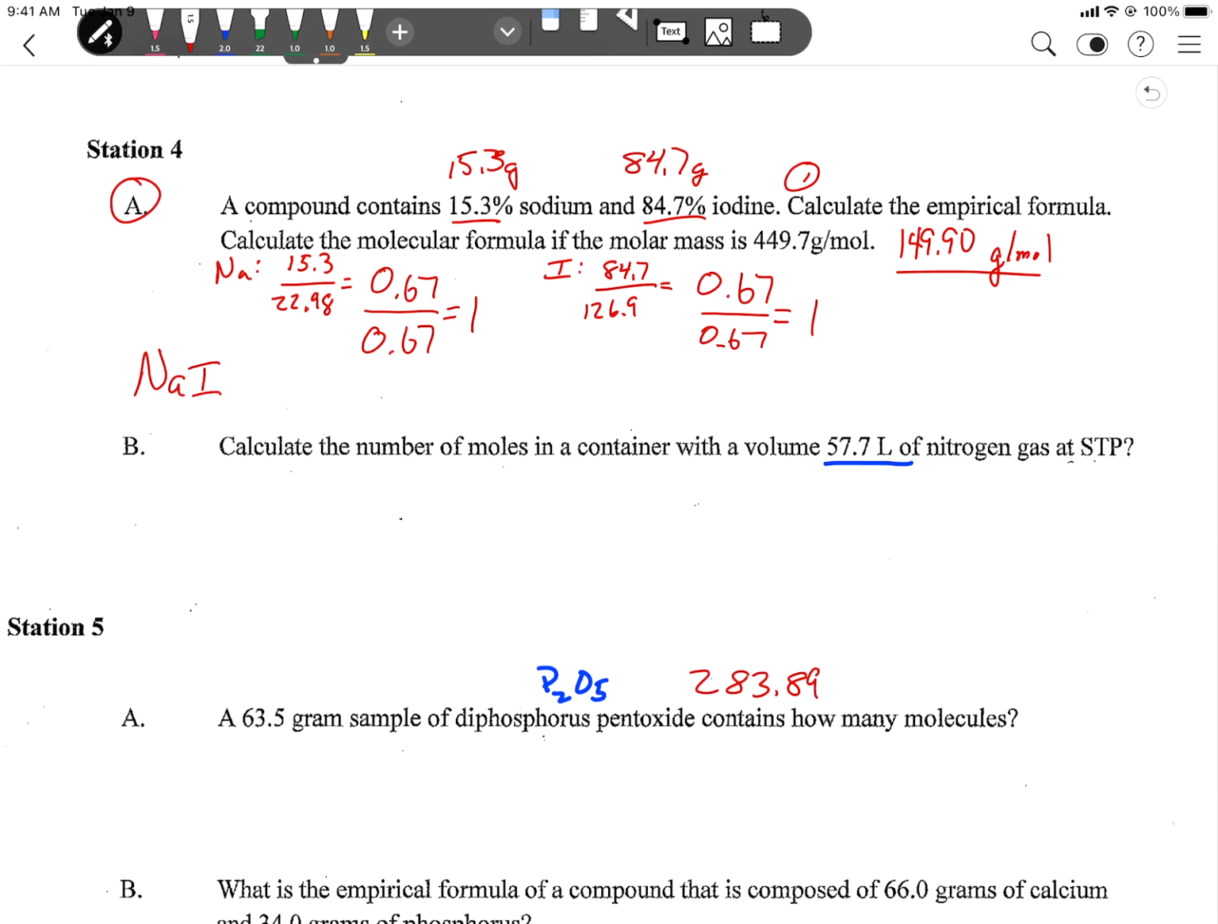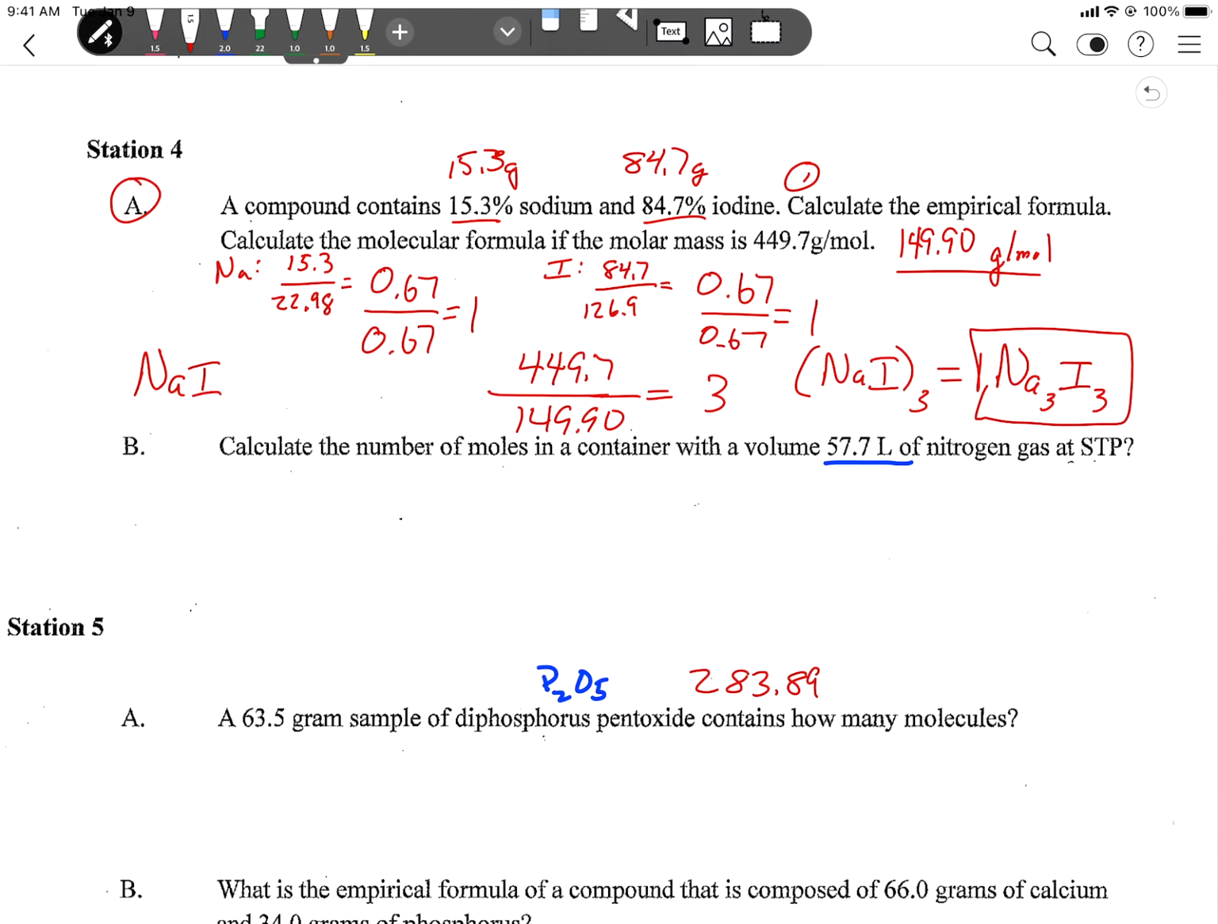Then what you're going to do is take the molecular formula mass and divide it by the empirical formula mass. So 449.7 grams per mole divided by 149.9 grams per mole, and you're going to get the answer of 3. Now you take that 3 and you put it on the outside of your, not carbon, but sodium. NaI, put that in parentheses, and multiply everything inside by 3. Your molecular formula becomes Na3I3.